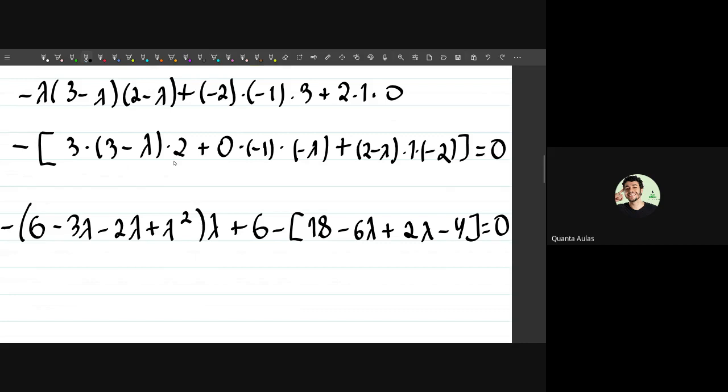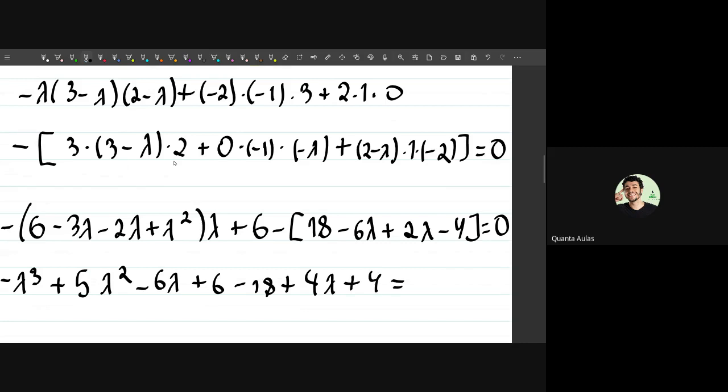Here we have minus 5. So we have lambda cubic minus 5 lambda square. But I need to change the sign. And here, minus 60. Okay. Plus 60. And here, minus 80 plus 6 lambda. Oh my God. We have minus 4 plus 4. And here we have plus 4, 2, and equals 0.